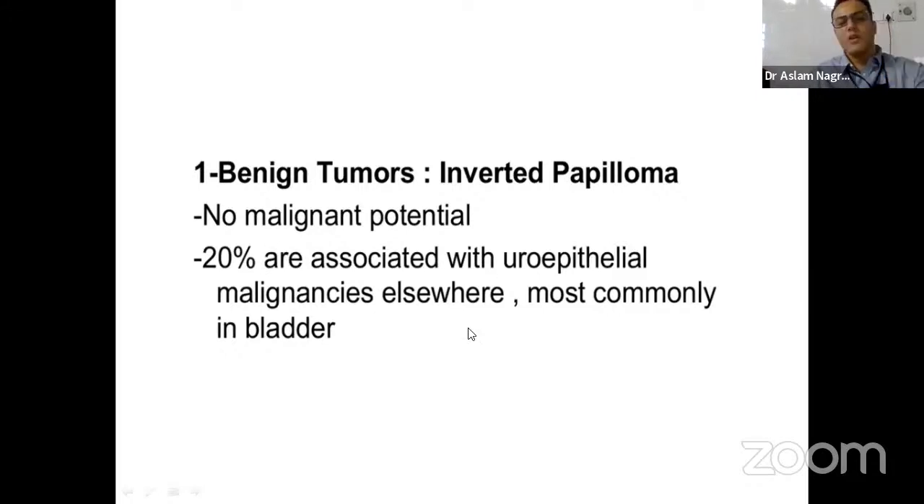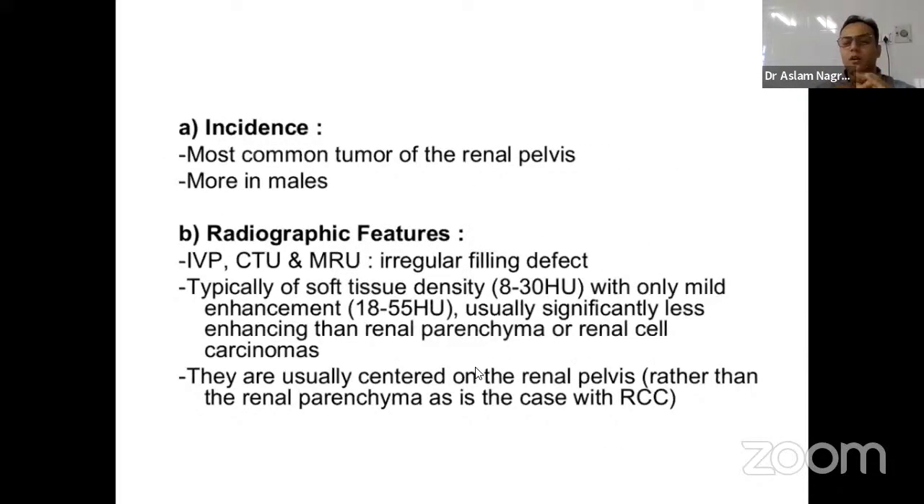TCC is the most common tumor of the renal pelvis, more in males. We can have an IVP, CTU, and MRU. They can appear as an irregular filling defect. Usually what pinpoints to TCC is the soft tissue density. They are usually centered on the renal pelvis and are less enhancing.